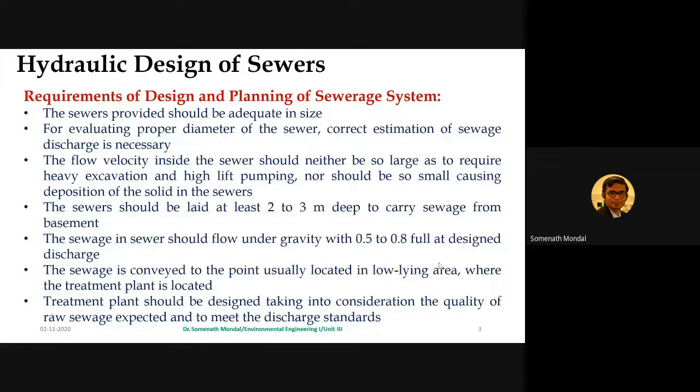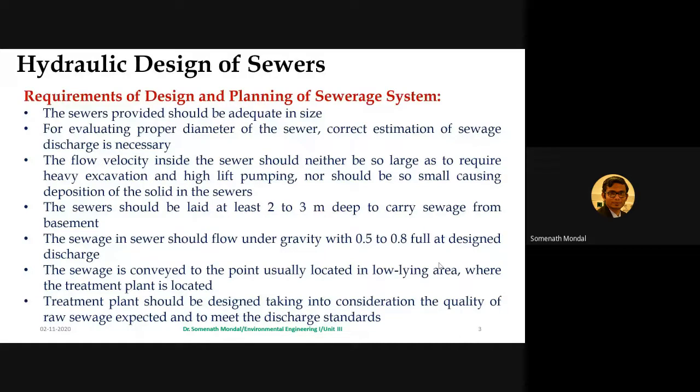Now the sewage in sewers should flow under gravity. So that is the reason 0.5 to 0.8 full at design discharge, that is at the maximum estimated discharge, is considered. Now the sewage in the sewer should always convey to the point usually located in the low-lying area. So from where sewage is generated and where sewage is disposed of, there is a difference in the elevation of these 2 points.